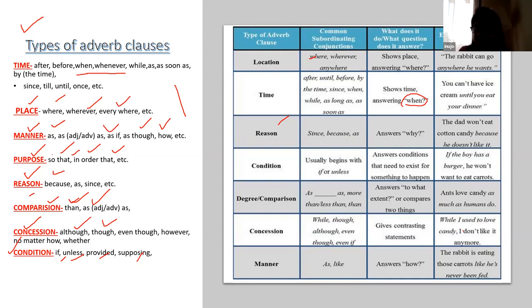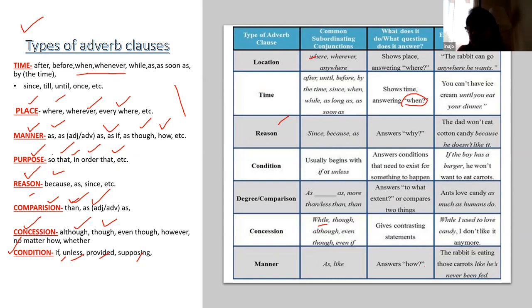So when two contrasting statements are there, you can use the adverb of concession. What are the subordinating conjunctions that you can use? While, though, although, even though, even if. Similarly, if it's an adverb of manner, you can use as, like.